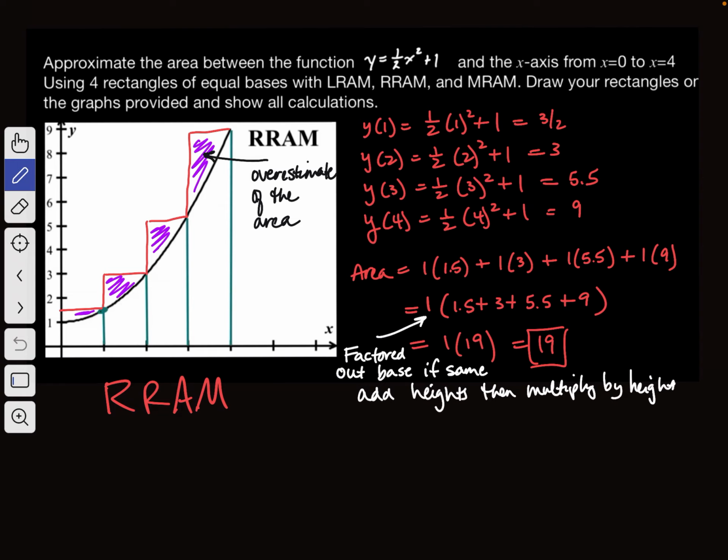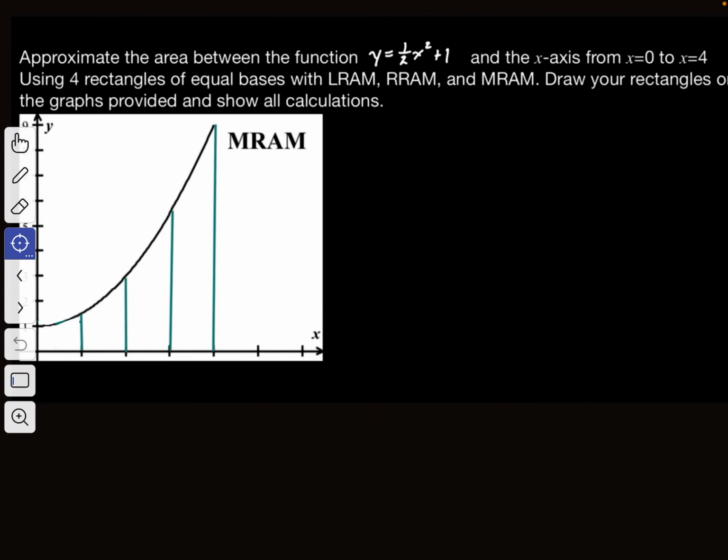Okay, let's try an RRAM. All right, so I've already worked this one out. If we evaluate the function at 1, because this time our rectangles are going to intersect at the rightmost corner of the rectangle, and so we can see that each of these is going to be an overestimate of our actual area under the curve. So we evaluate at 1, 2, 3, and 4, add these areas up, and we get an area of 19. That's much different than the LRAM. All right, one more to try.